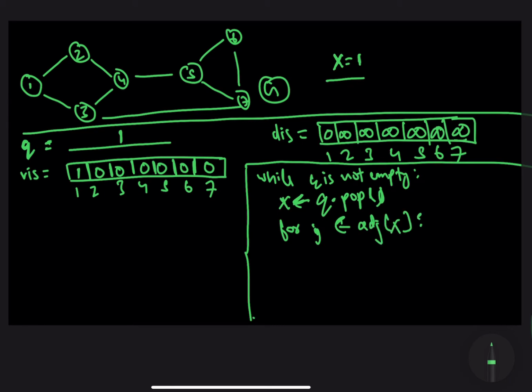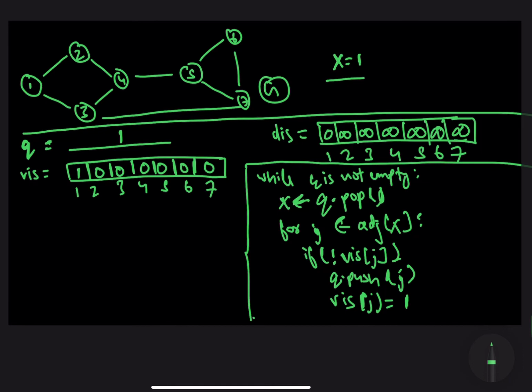Now if and only if this particular node j was not pushed into the queue before, so if not VIS of j, what we would do is push this node j into the queue now. So for that we need to do q dot push j, and another thing we need to do is mark this node as visited, that is pushed into the queue. So for that we will do VIS of j equals to 1.